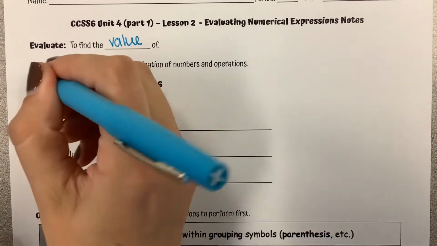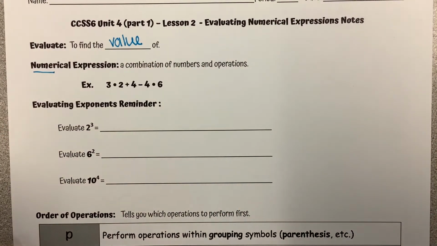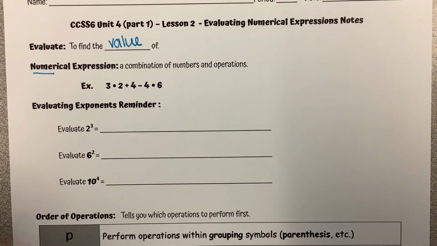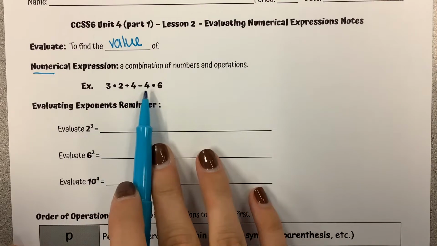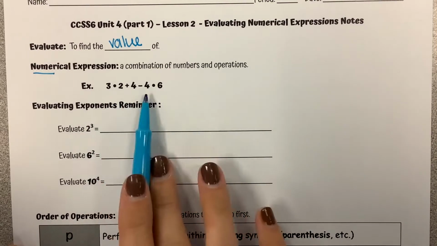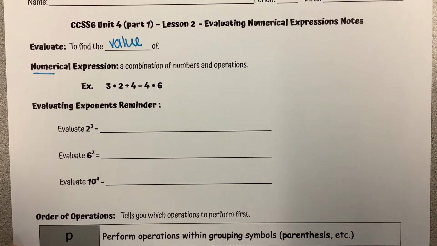Well, numerical is talking about numbers, and expressions are a combination of numbers and operations here. So for example, 3 times 2 plus 4 minus 4 times 6. It has operations, it has numbers, therefore it is a numerical expression. There's no variables in there.